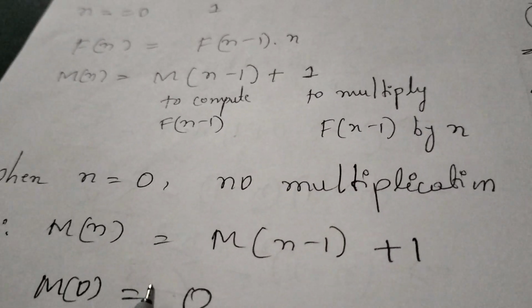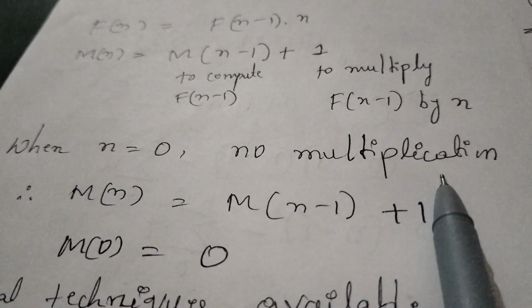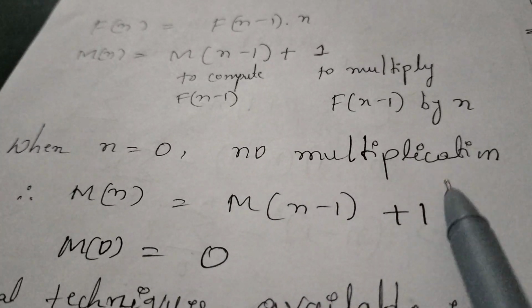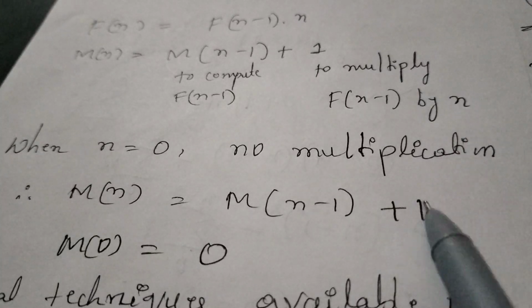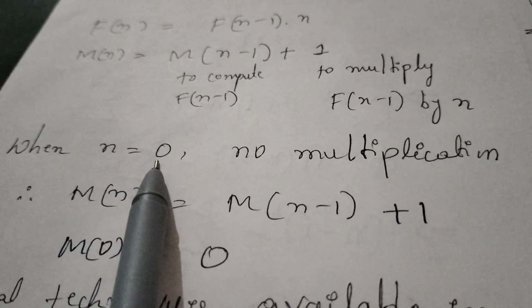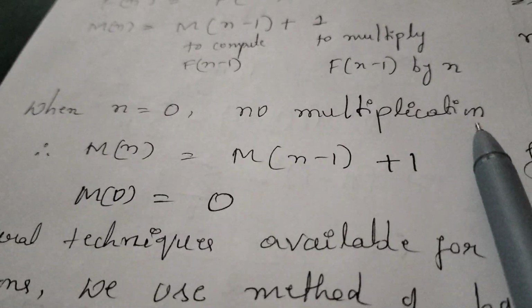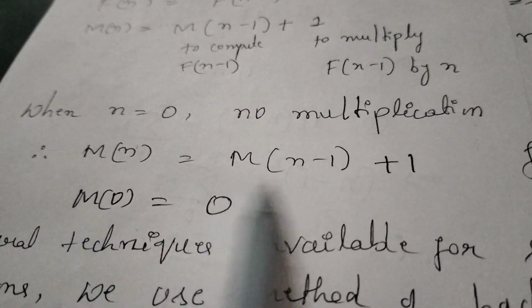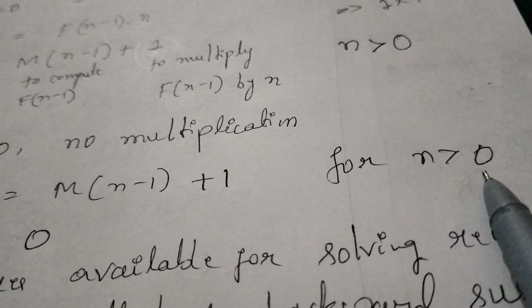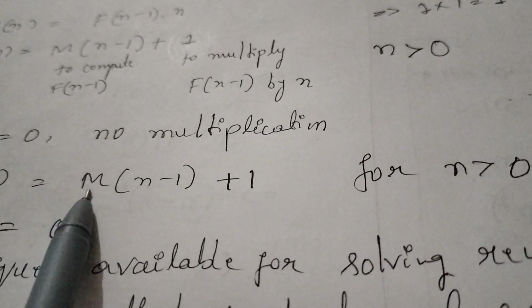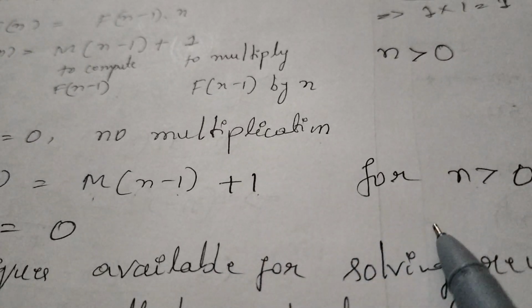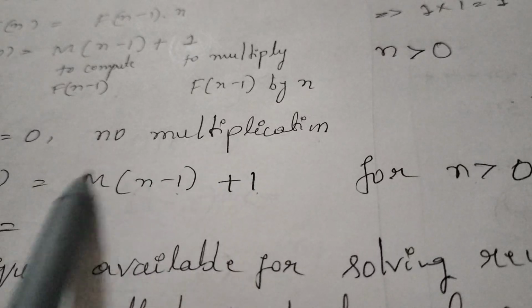Now, when n is 0, no multiplication is performed, right? So what is 0 factorial? 0 factorial is directly equated to 1. We're not going to multiply anything. Whenever the value of n is 0, we will not be multiplying anything. That's why when n is 0, no multiplication is possible. So there are two conditions. This is for the general case: if the value of n is greater than 0, then we will be performing m of n minus 1 plus 1. That is 4 factorial into (4 minus 1) factorial, for example. That's what we perform here.